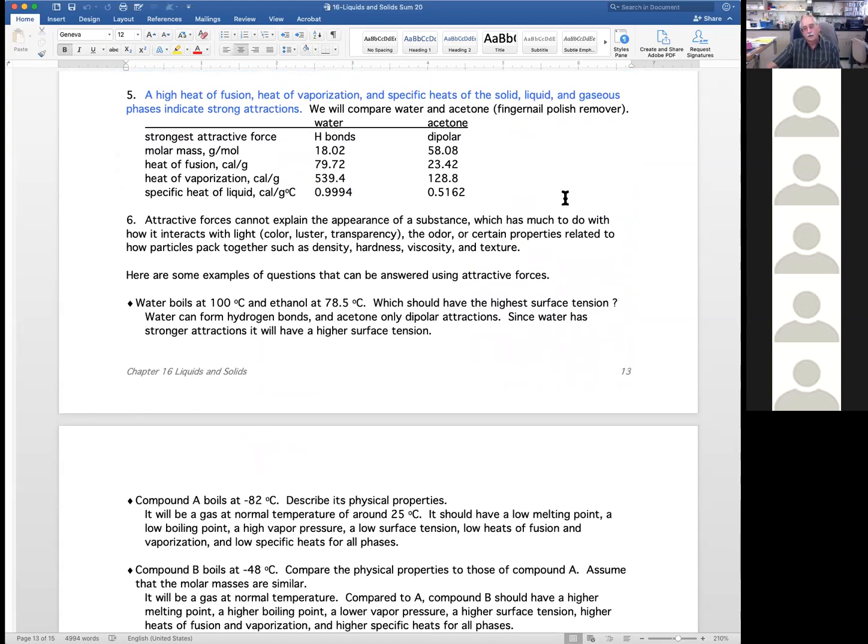And if you have strong attractive forces, then you're going to have a high heat of fusion, heat of vaporization, specific heats. And all I did was compare water and acetone. And this is the kind of thing not in textbooks, so I had to make this up, and I was surprised to see that it was so dramatic, actually. Acetone is quite a bit heavier than water. But look, all these values are just much larger for water because they all have something to do with attractive forces.